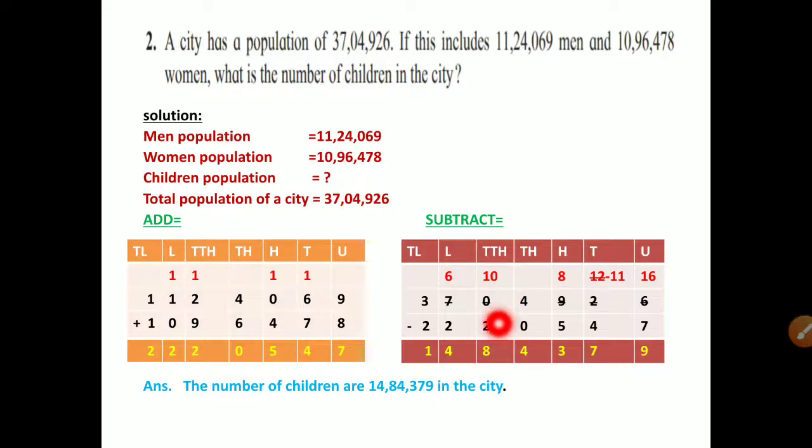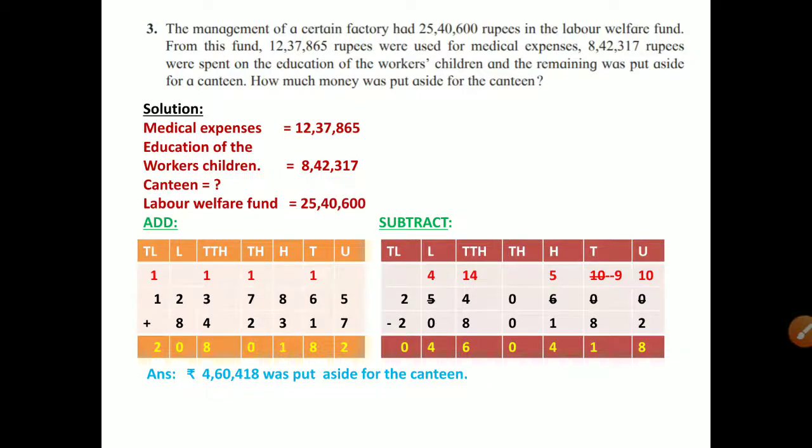0 minus 2 not possible, borrow from 7. 10. 10 minus 2, 8. 6 minus 2, 4. 3 minus 2, 1. So the answer is 14,84,379. The number of children in the city is 14,84,379.